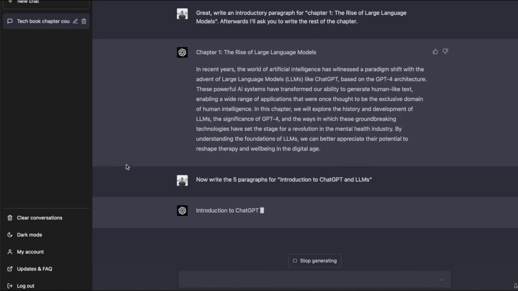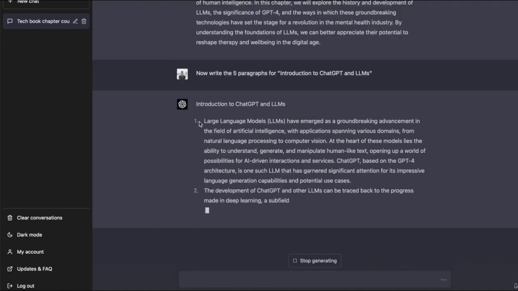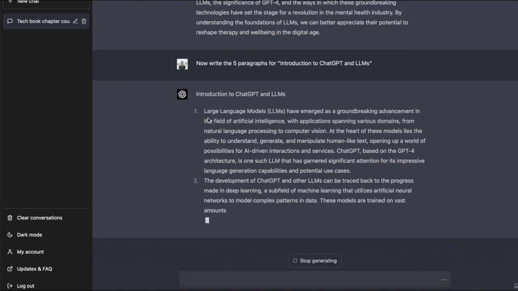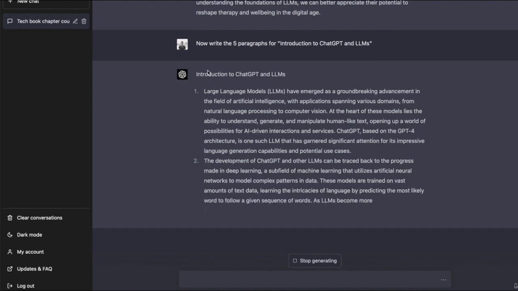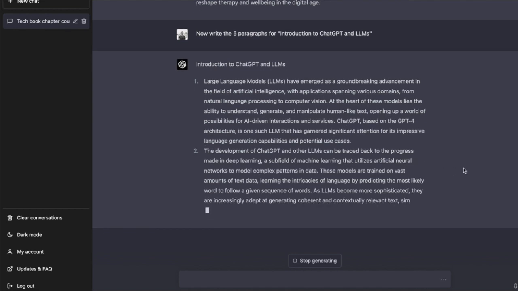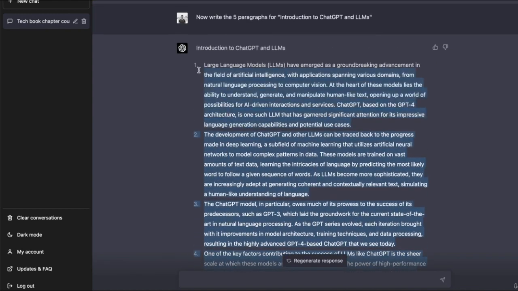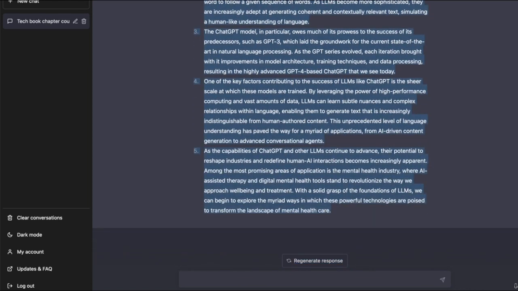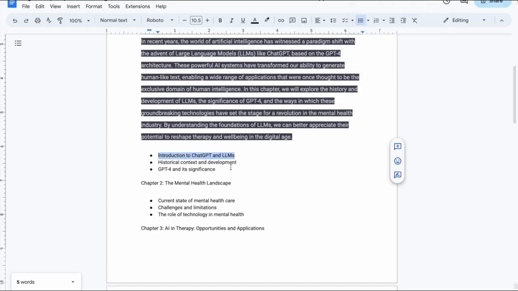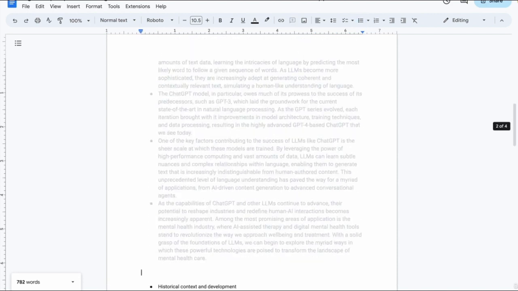So I'm asking it to write 5 paragraphs, and it's numbering the paragraphs. We're not going to use this numbering in the actual book, but it's good information for me to see how many paragraphs we have. So we wrote 5 paragraphs. That makes sense. I'm no writer, but I'd say this is pretty good writing.